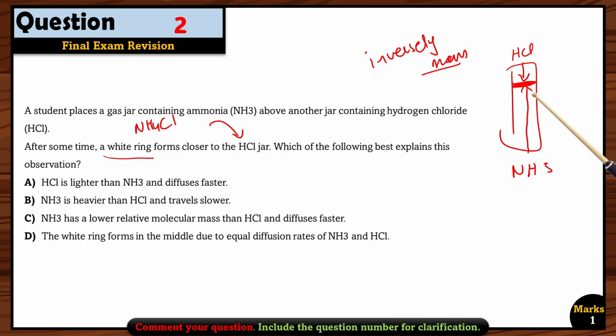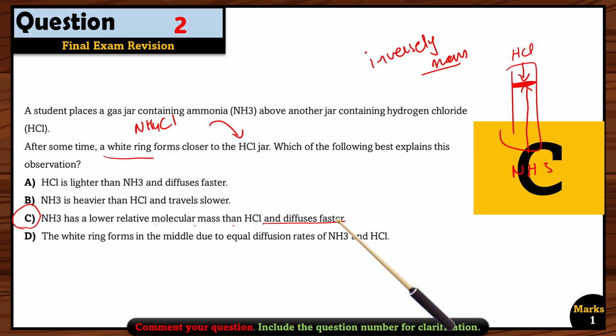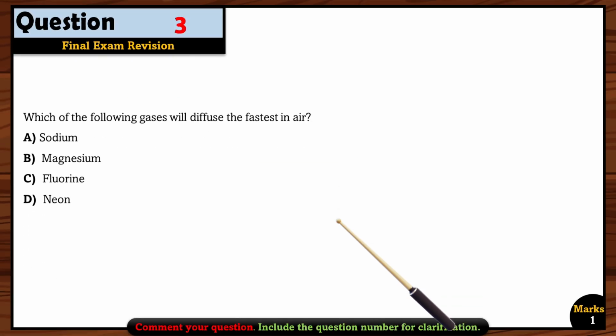Okay, so we have to choose an option in which they are talking about ammonia having a lighter weight. So option C, if you see, says ammonia has a lower relative molecular mass than HCl and diffuses faster. So this is the right option. So what you have to remember is that the mass is inversely proportional to the diffusion rate. So option C is correct. Let's see another question related to diffusion.